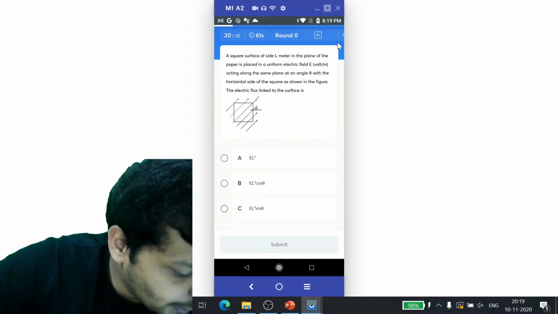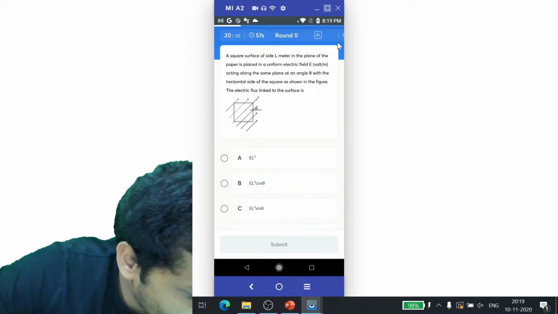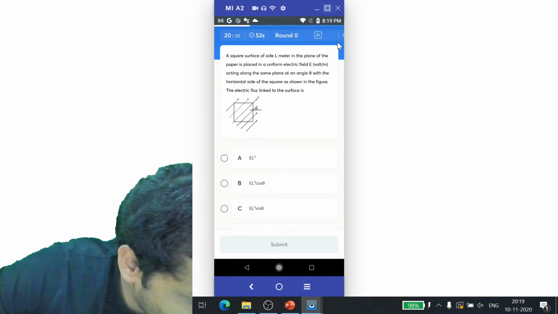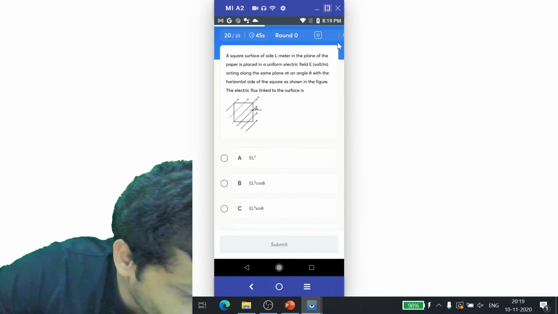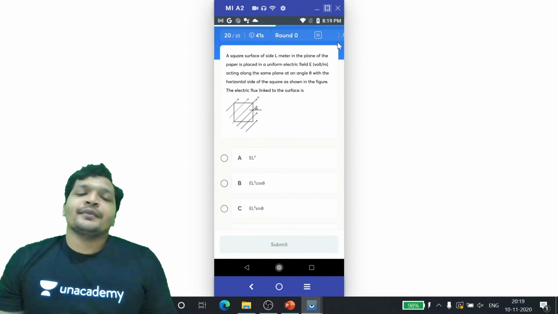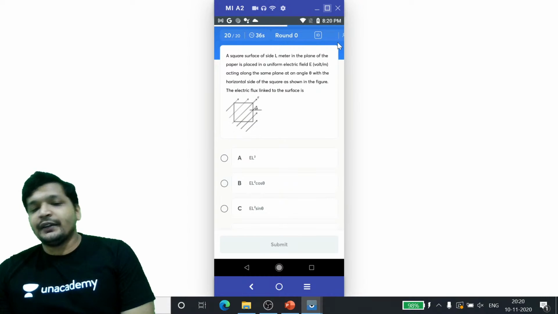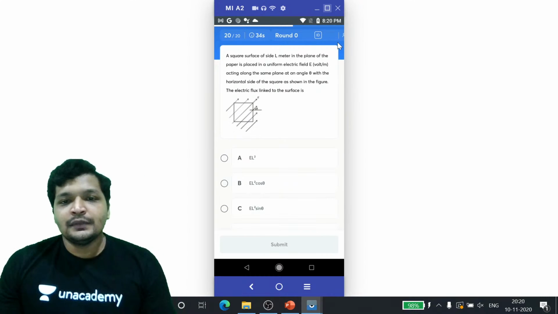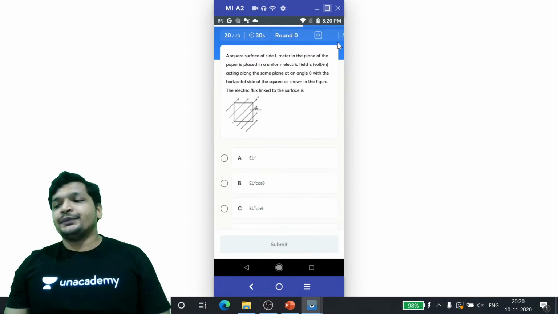Should it be EL square cos theta or EL square sin theta? E dot A, right? What is the area? L square. The electric field is uniform. Now for E dot A, what theta is, is the thing that you need to know.